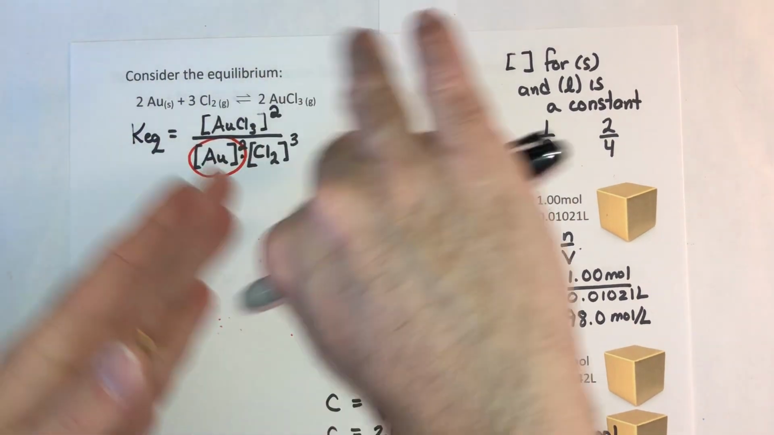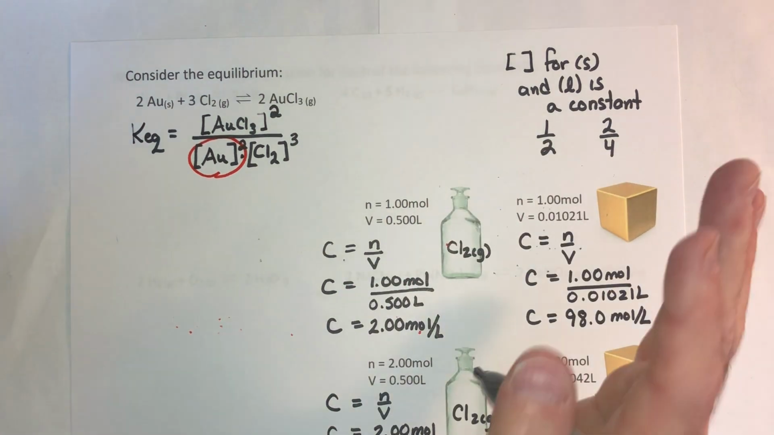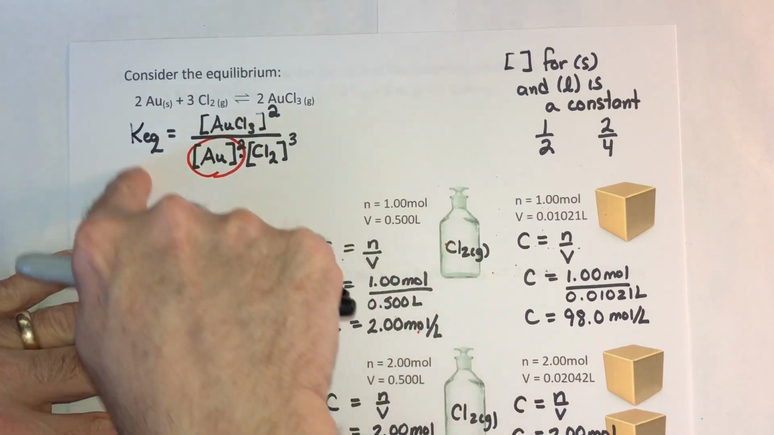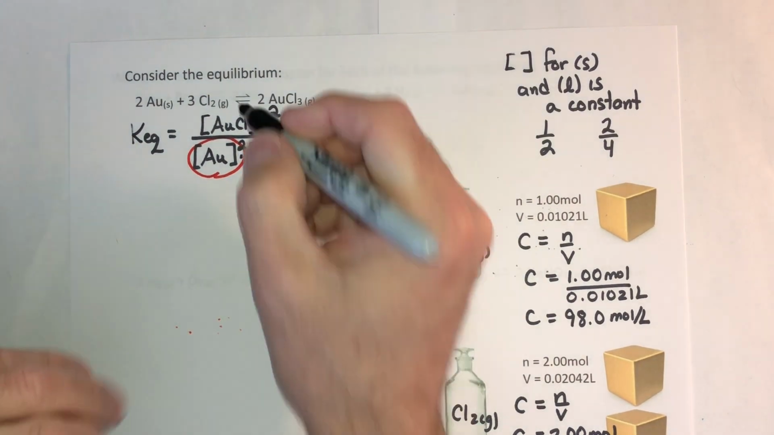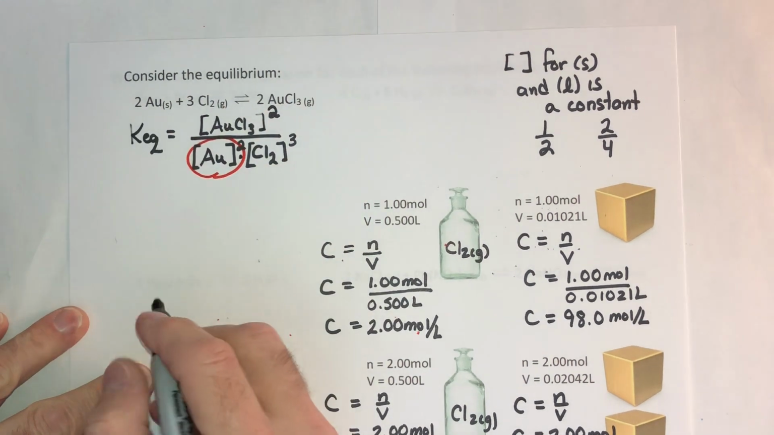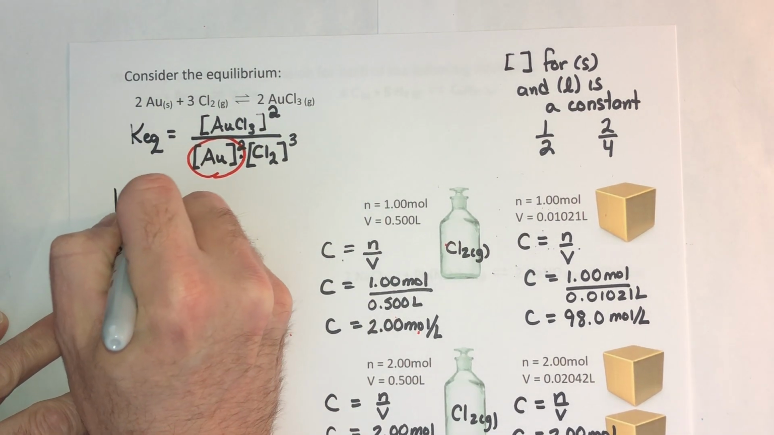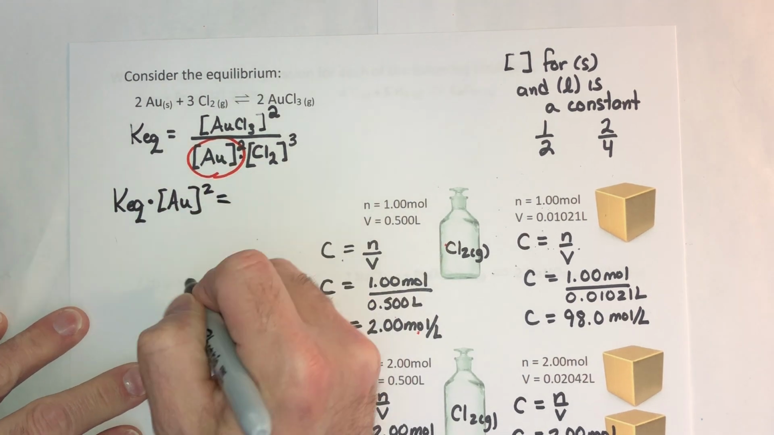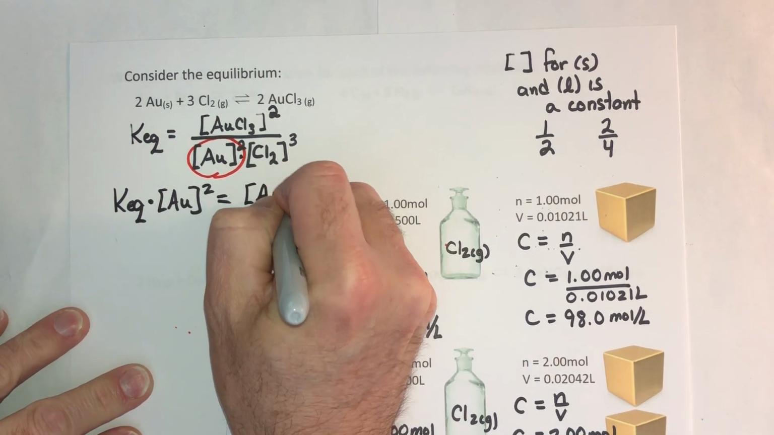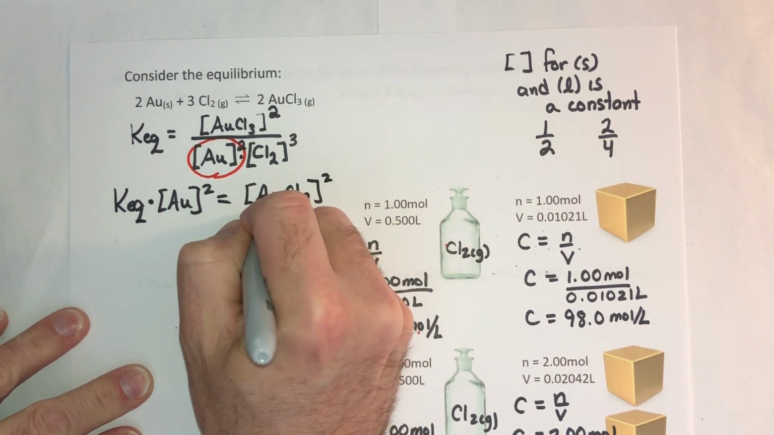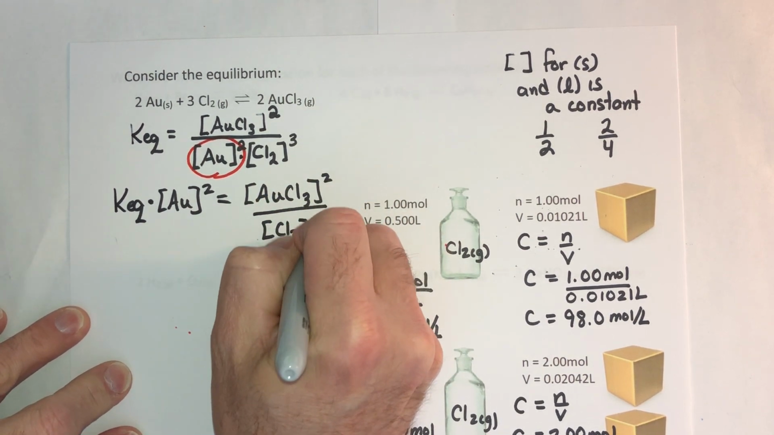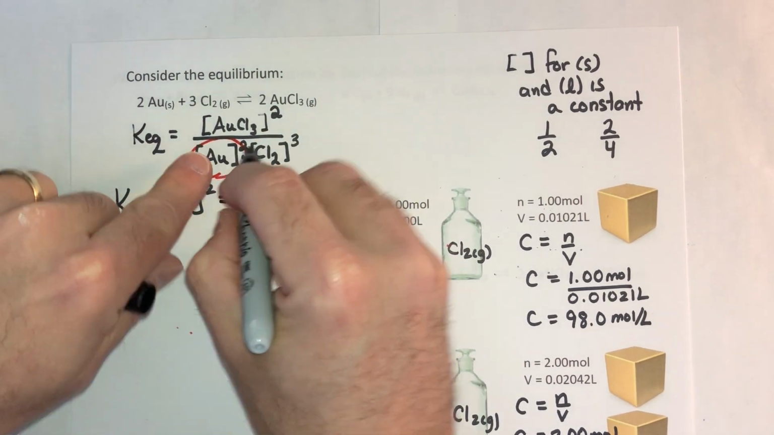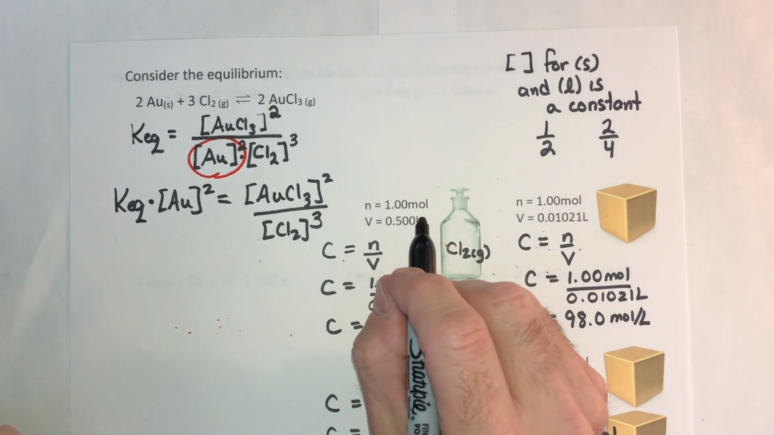And we don't like having constants on the right side. The right side should only be variables. So what we decide to do is we decide to move it to the other side. So if it's divided here, when I move it to the other side, it becomes multiplied. So Keq times the gold concentration squared equals AuCl3 squared divided by Cl2 cubed, right? So I kept this, and I just moved this to the other side through multiplication.